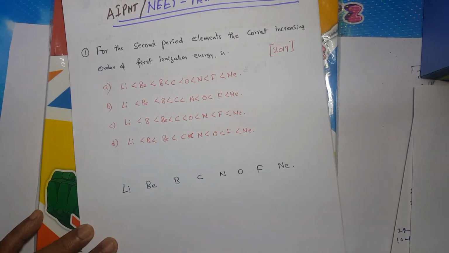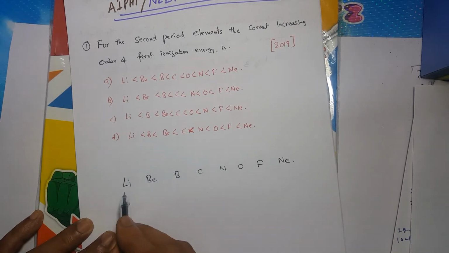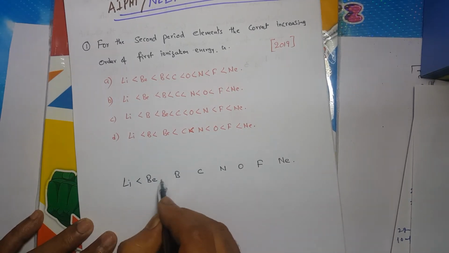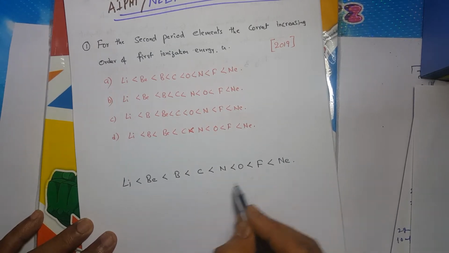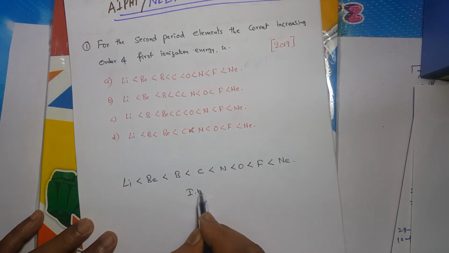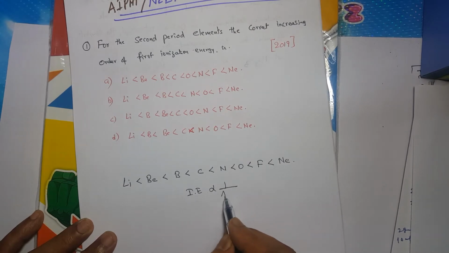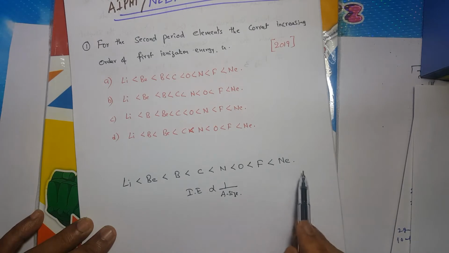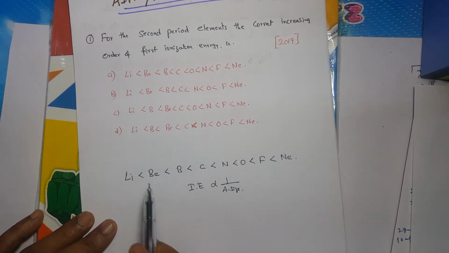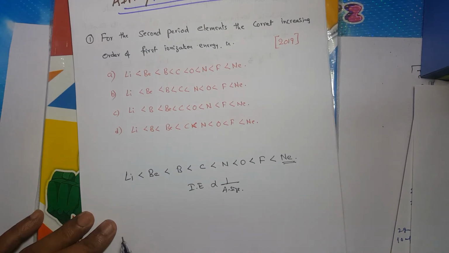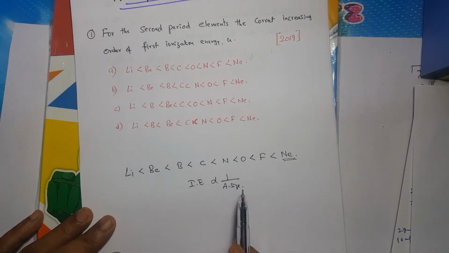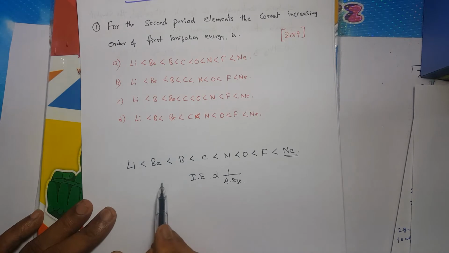Yes, neon. Usually in a period, from left to right the ionization energy values increase because ionization energy is inversely proportional to atomic size or atomic radius. That means in a period from left to right atomic radius decreases. That's why ionization energy must increase. In neon's case it is a noble gas configuration, a completely filled electronic configuration. That's why it has high ionization energy.